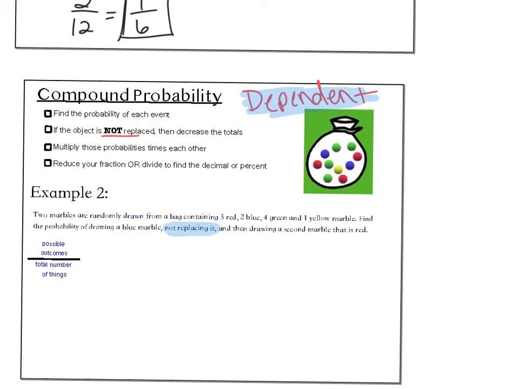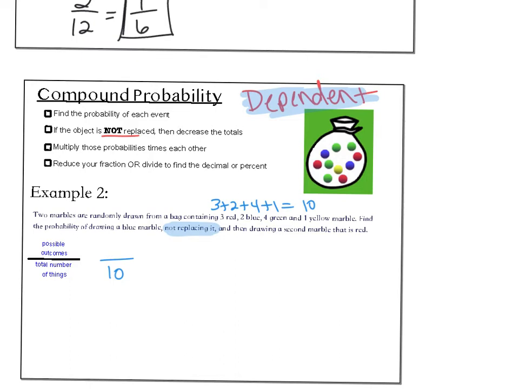The first thing we're going to do is add up our totals, because in order to get our total number of things, we have to count these up. So I've got 3 plus 2 plus 4 plus 1. I have the same picture right above, so you could also just count the marbles, but adding them up will be just as quick. So 3 plus 2 is 5, plus 4 is 9, plus 1 is 10. So I have 10 total marbles. The total number of things is 10.